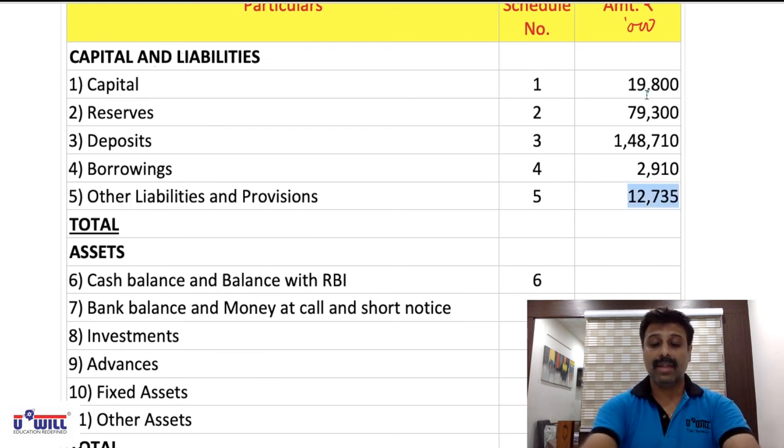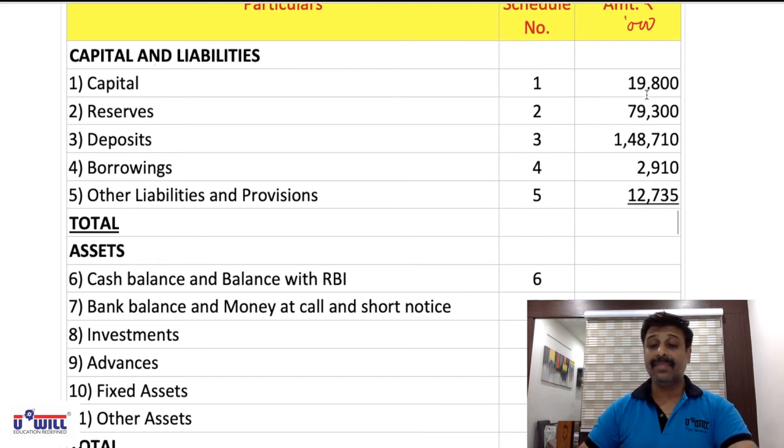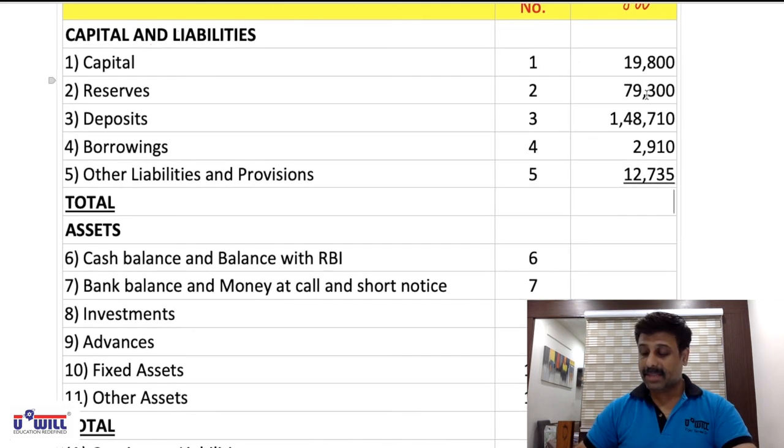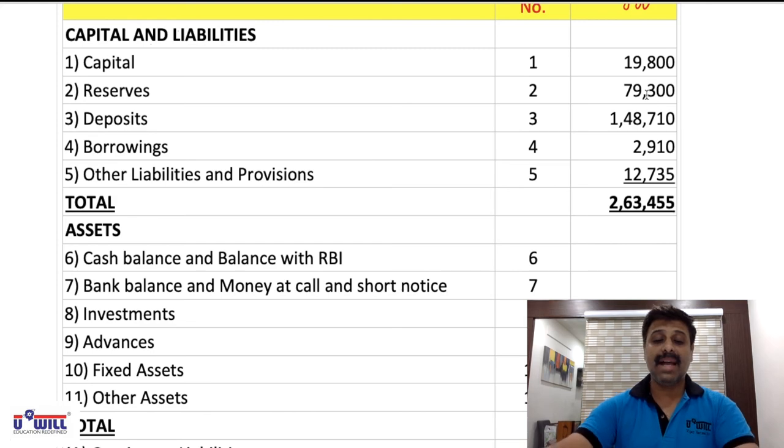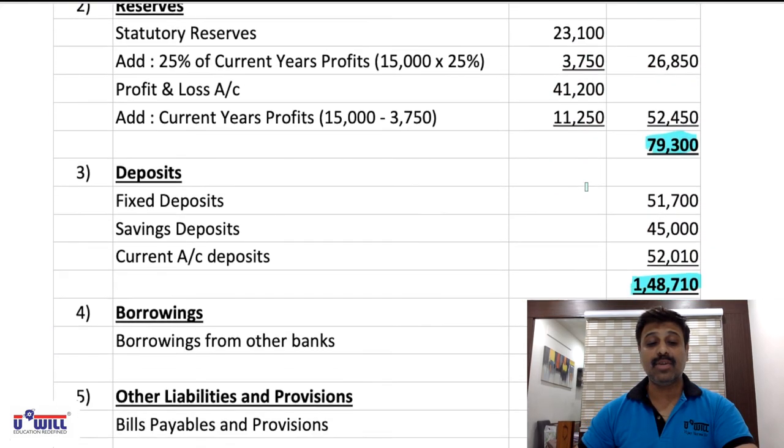The total of liabilities can be done now. Do it, everyone. 19,800 plus 79,300 plus 148,710 plus 2,910 plus 12,735. So that comes to 263,455.